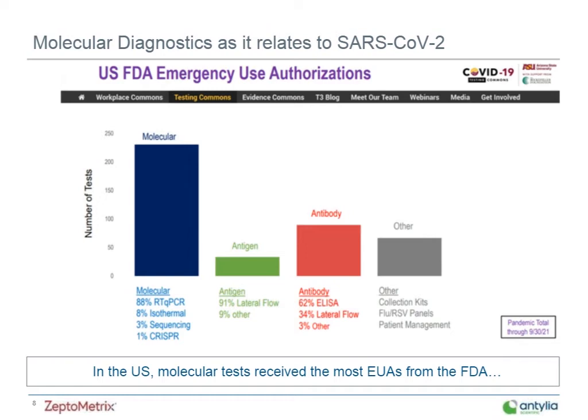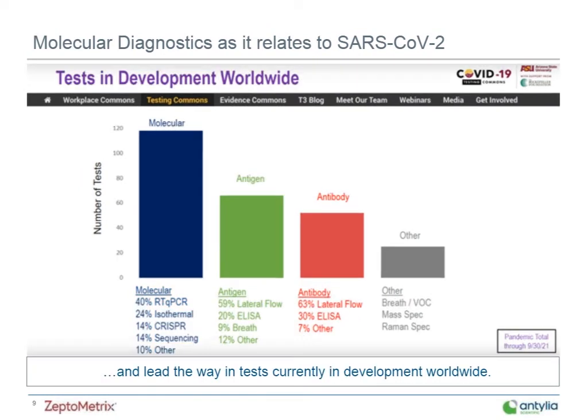But not only in the US, but also worldwide, we can look at the number of tests that are in development worldwide. And again, molecular leads the pack with almost half of the tests being qPCR based. Again, using those in conjunction with the antigen and antibody tests to really accurately diagnose SARS-CoV-2.